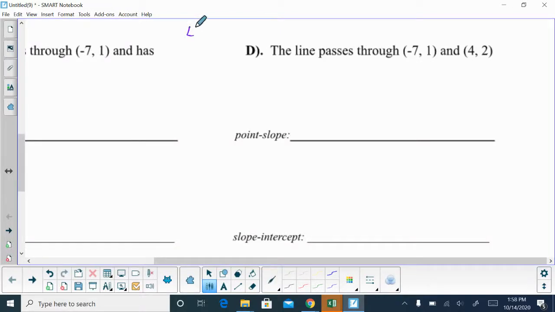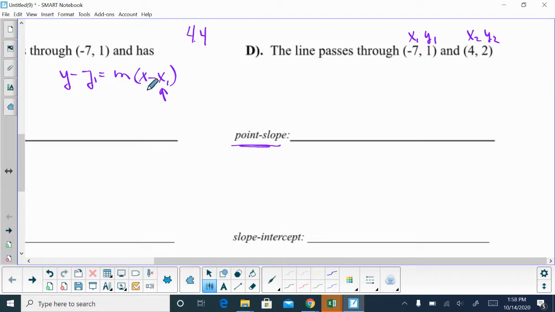Hello, we're finishing up lesson 4.4, and we have the line that passes through these 2 points. That's all the information we're given so far. That's all right, we can handle it. So we've got to work with point slope form: y minus y1 is equal to m times x minus x1.